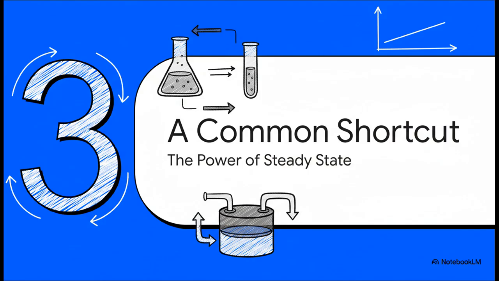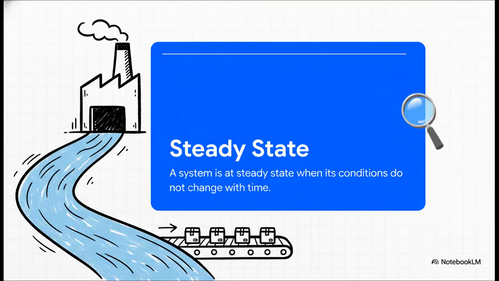And this brings us to the idea of steady state. So what is steady state? Well, a system is at steady state if it's basically on cruise control. It's stable, it's unchanging. Think of a river just flowing along. The water level isn't rising or falling, it's just moving through. The conditions right now are the same as they were an hour ago, and they'll be the same an hour from now.